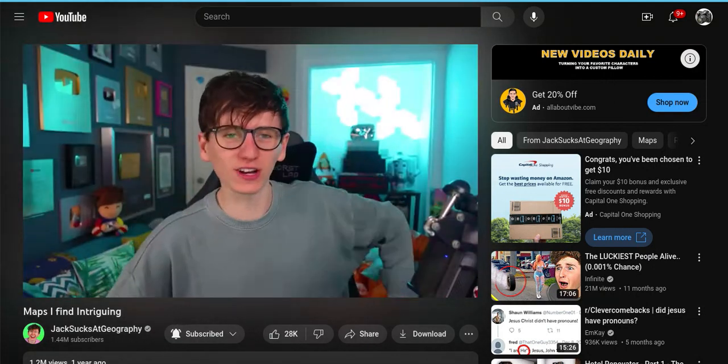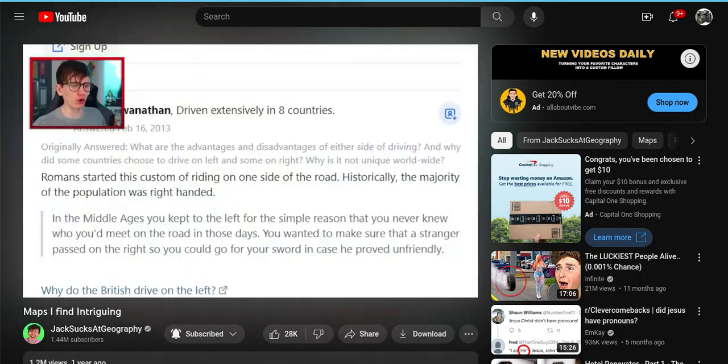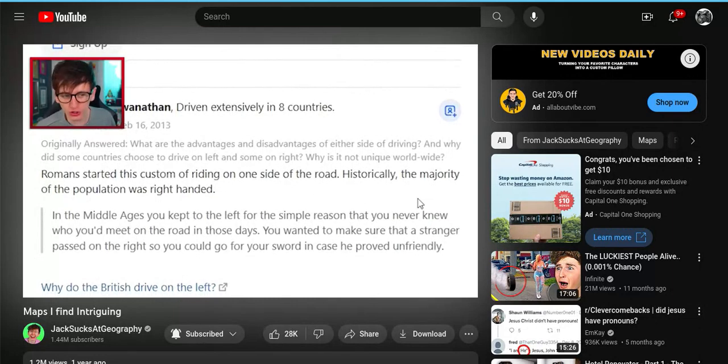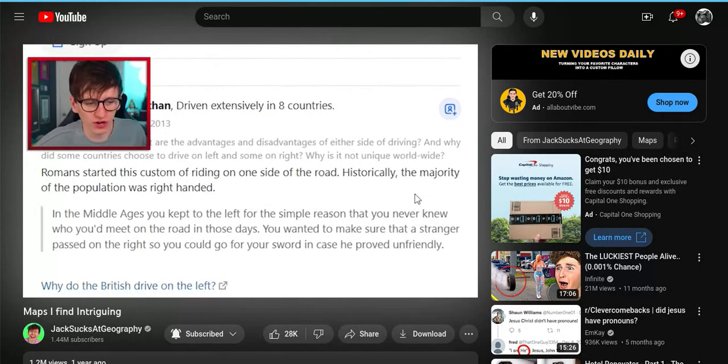What we'll do is we'll have a look. Let's see if there's any advantages to driving on the right. Romans started this custom of riding on one side of the road. Historically, the majority of the population was right-handed, so we drove on the right as well. I guess that makes sense.